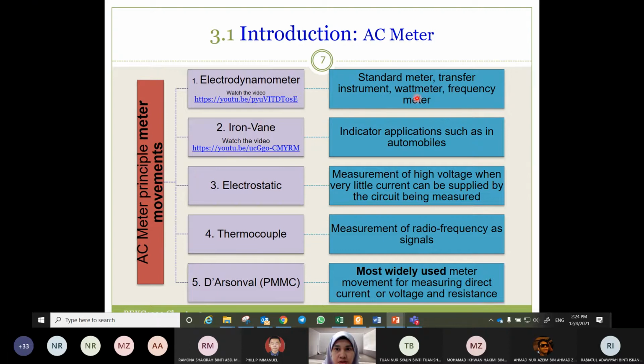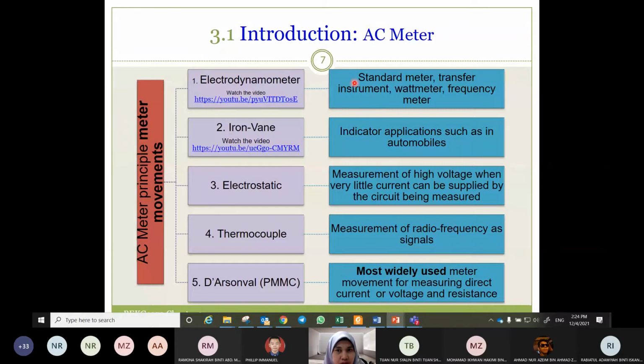Electrodynamometer: standard meter, transfer instrument, wattmeter, frequency meter. Moving iron: indicator applications such as in automobiles. Electrostatic: measurement of high voltage when very little current can be supplied by the circuit being measured. Thermocouple: measurement of radio frequency signal. PMMC is the most widely used meter movement for measuring direct current or voltage and resistance. So bear in mind that PMMC is for DC.